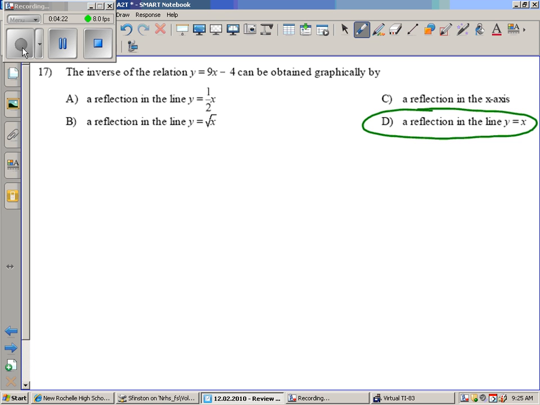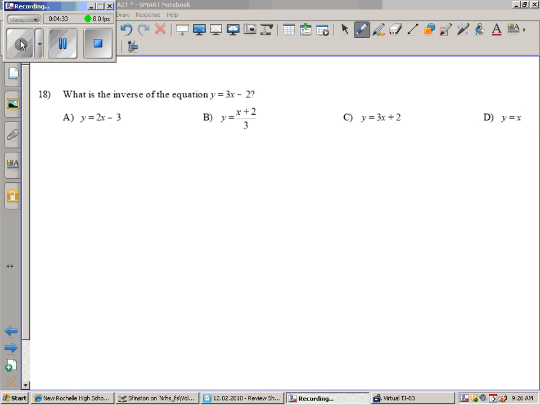Anytime you have an equation, an inverse is formed by reflecting in that line. That never changes. It's never any different. If you see that on a test, just pick that one. You're done. 18. All right, let's find the inverse of this equation.